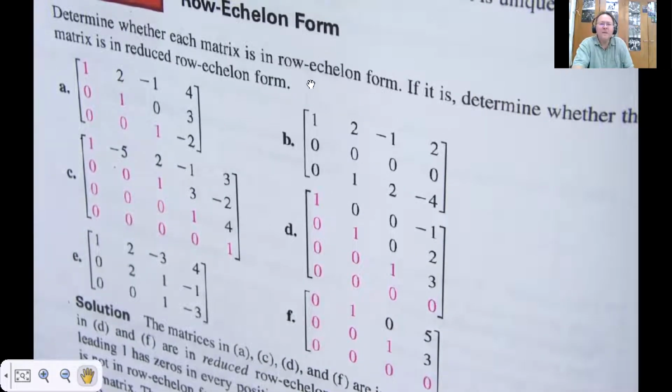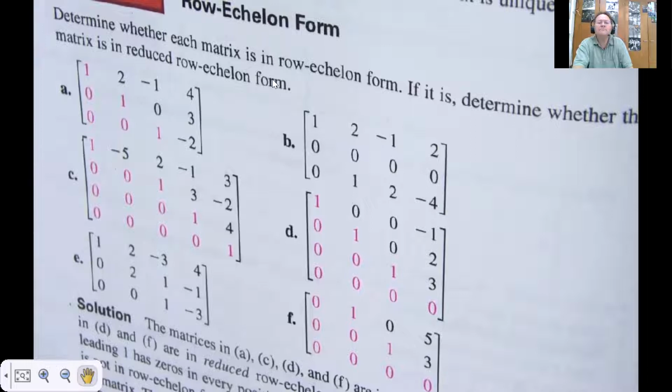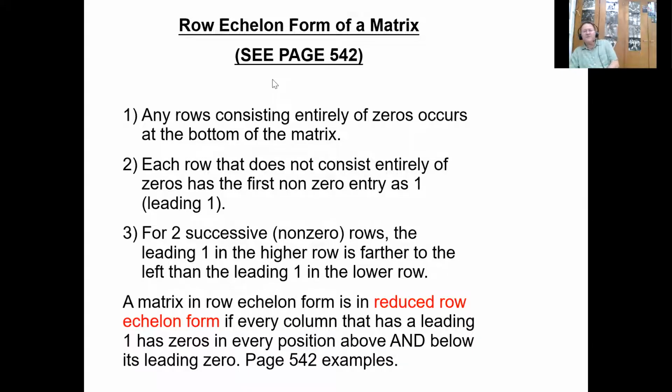Let's look at the other thing that has to be true. Each row that does not consist entirely of zeros has to have the first non-zero entry as a one. So here's what that's saying: each row that does not consist entirely of zeros has the first non-zero entry as a one. Got it.